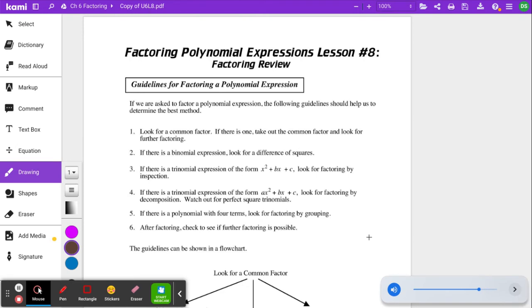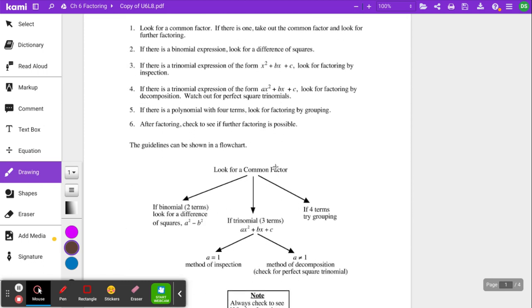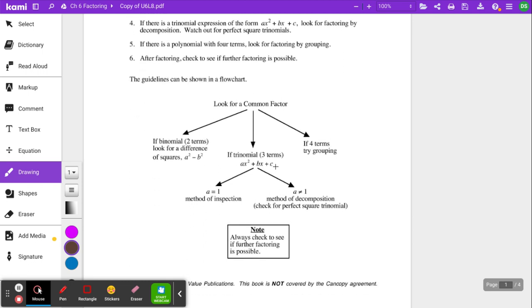All right, so looking for common factor, first thing, number one, look for common factor. Number two, look for difference of squares, especially if there's two terms with a minus sign between them. Now, if there's a trinomial, factor by inspection, the same thing. I don't ever do decomposition. So decomposition, you can just cross it off. I don't do that. We just factor by inspection.